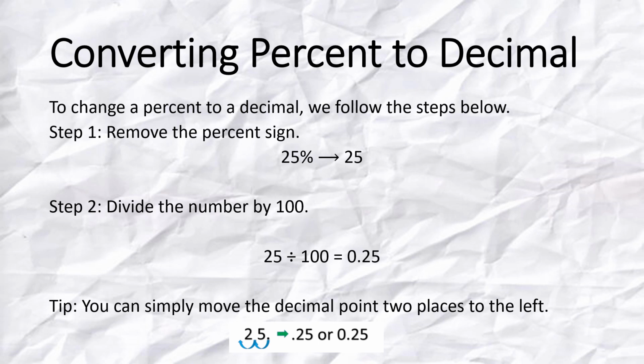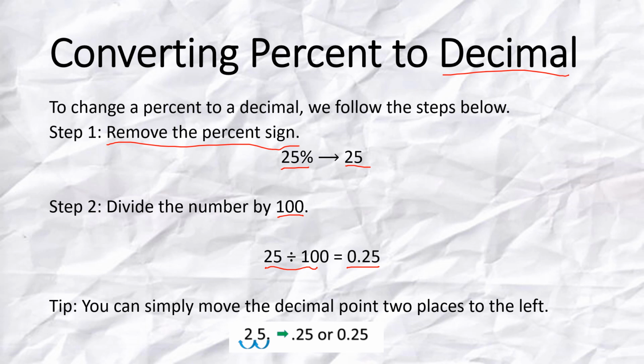Next, converting percent to decimal. To change a percent to a decimal, let us follow these steps. Step 1, we remove the percent sign. So 25% will become 25. For step 2, we divide the number by 100. So 25 divided by 100 is 0.25 or 25 hundredths.